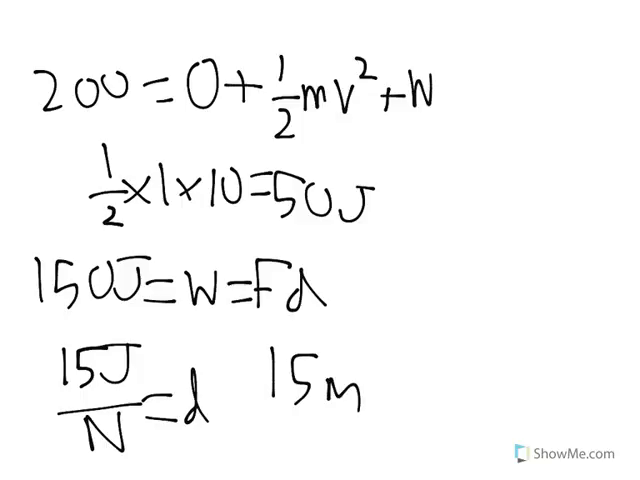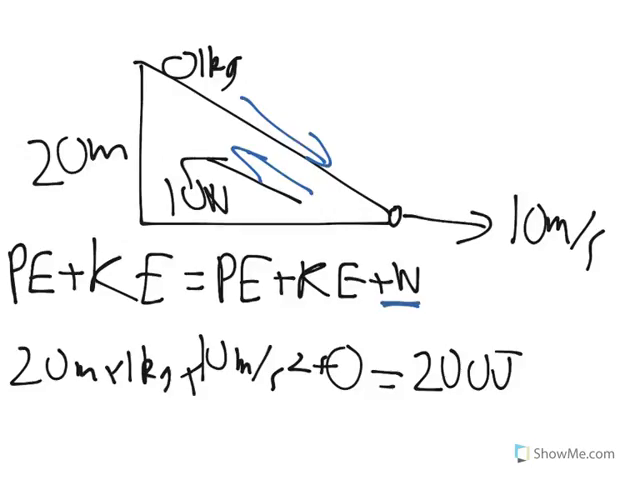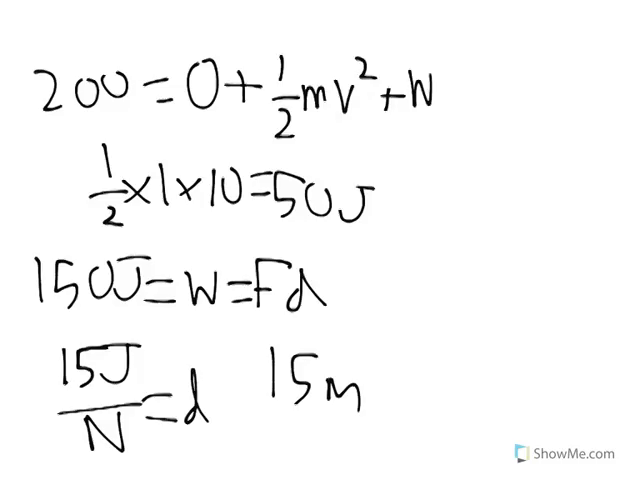So 150 joules of the energy that was stored at the top of the hill, instead of turning into velocity at the bottom, got burned up in friction instead. So energy was absorbed in the work, and as a result, it only went 10 meters per second, and that's because it slid with a force of 10 newtons across a 15-meter ramp.